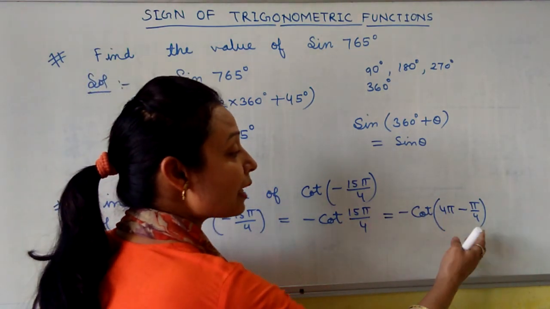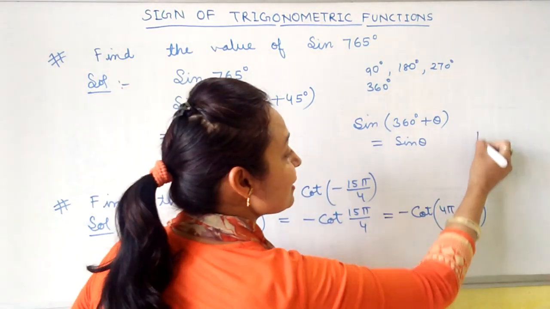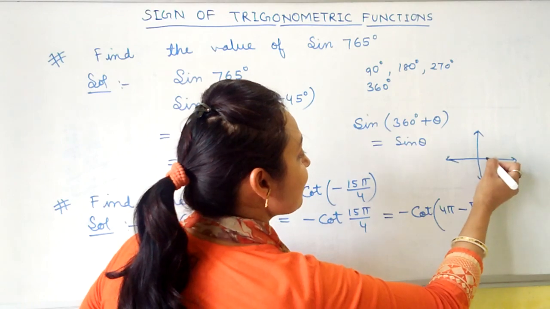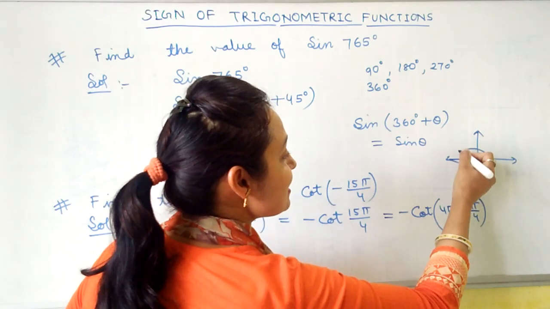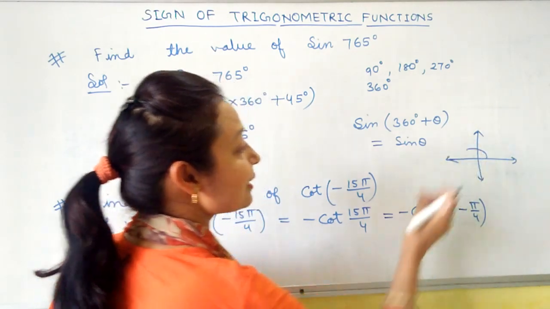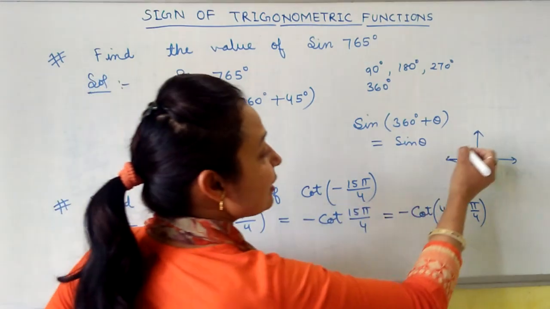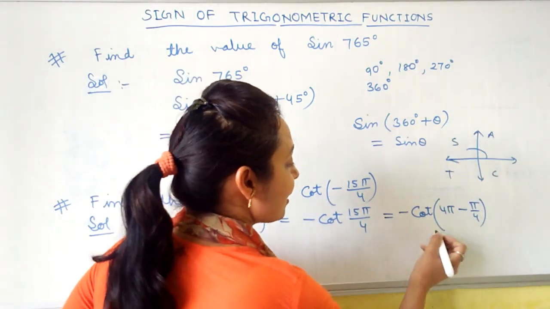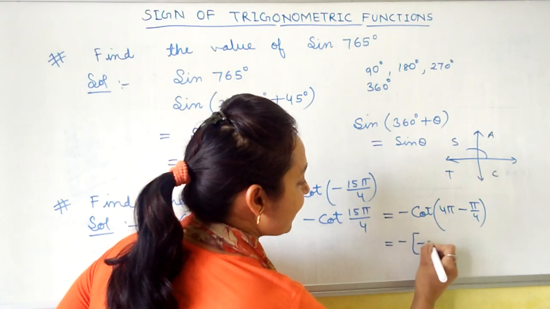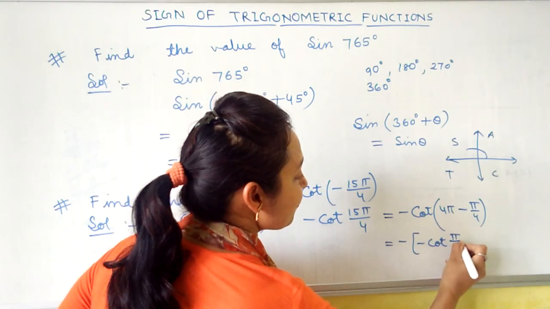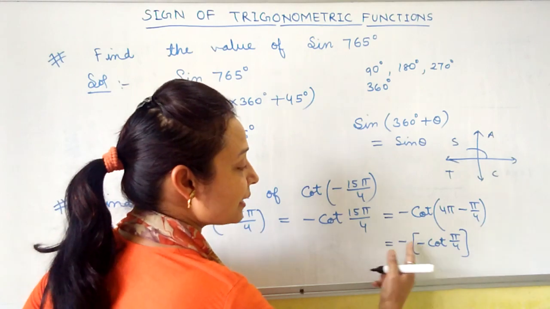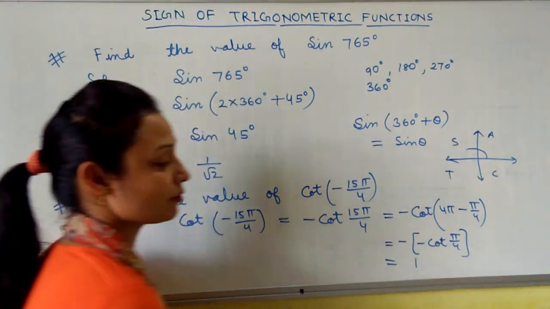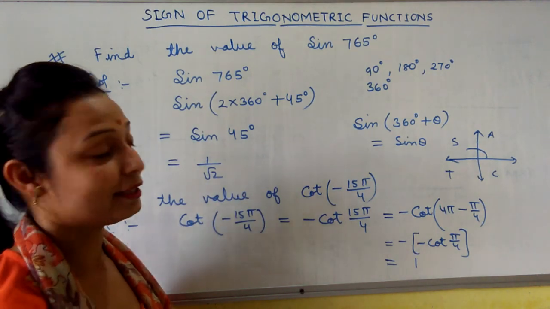Now pi minus theta is the second quadrant. In the second quadrant, only sine is positive, after school to college. This is the sign, so I will take the negative cot pi by 4. Negative, negative, positive. And what is the value of cot pi by 4? That is 1. So this is the answer to that question.